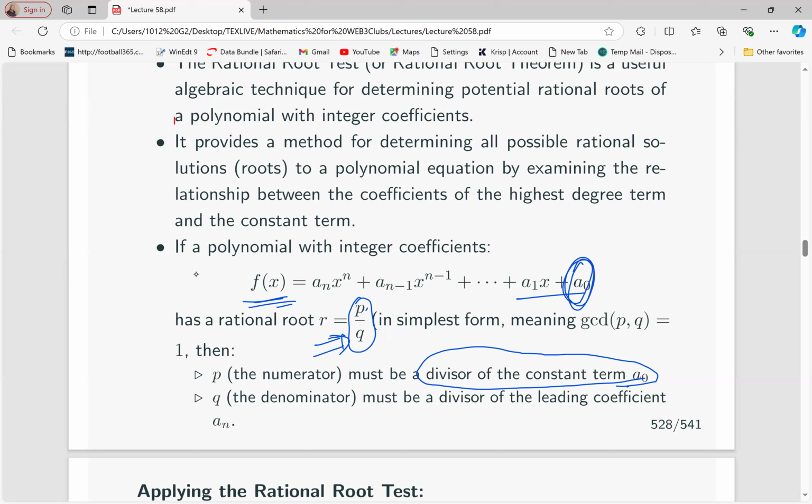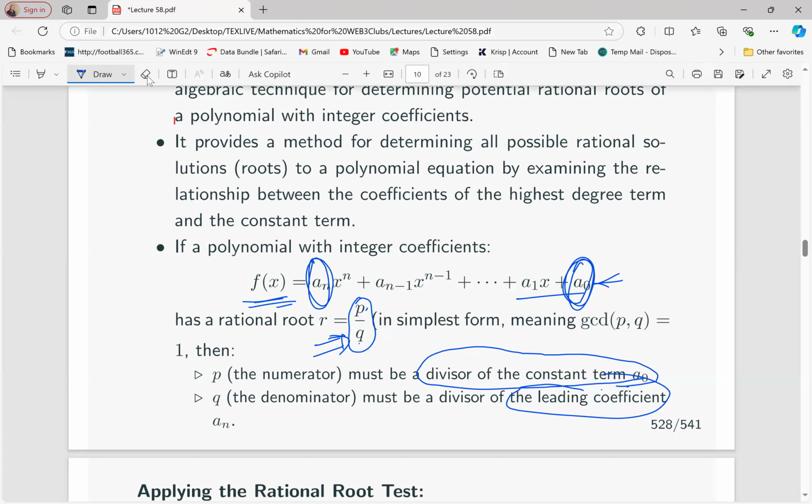The numerator should be divisors of the constant term. What about the denominator? The denominator must be divisors of the leading coefficient. So we want to come up with these possible roots: the numerator should be a divisor of the constant term, and the denominator should be a divisor of the leading coefficient.